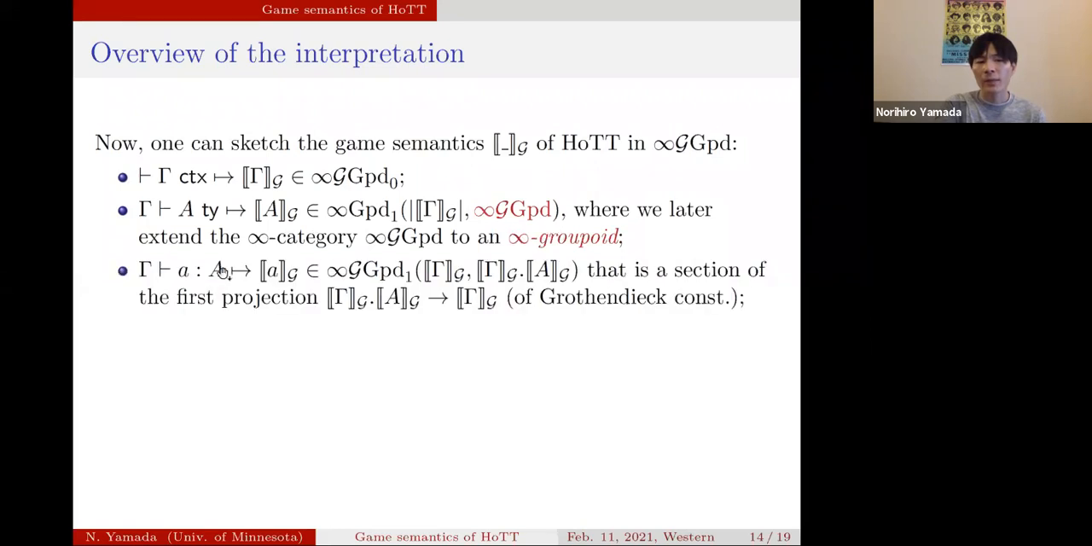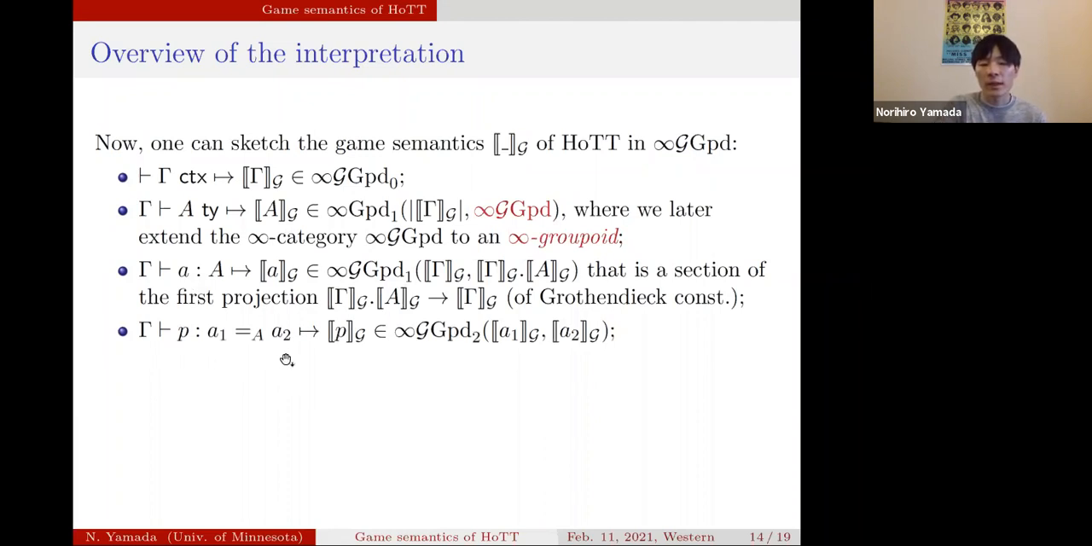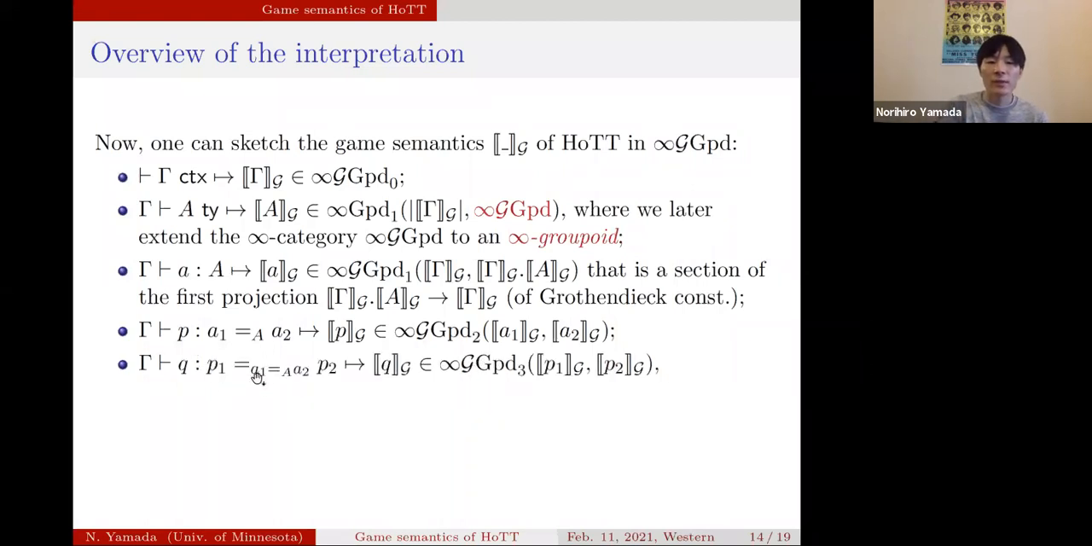And we interpret a term A as a section of the first projection. And here, gamma dot A is a Grothendieck construction. And we interpret identity proofs of this form as a game-semantic 1 transformation between game-semantic infinity functors A1 and A2. And then naturally, we interpret even higher identity proofs as a 2 transformation between 1 transformations, a game-semantic 2 transformation between game-semantic 1 transformations. They are a particular kind of strategies, and so on. And this is just a straightforward internalization of Varen's approach.